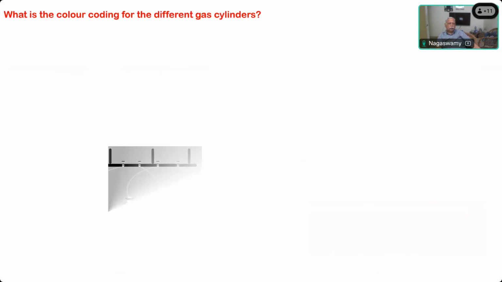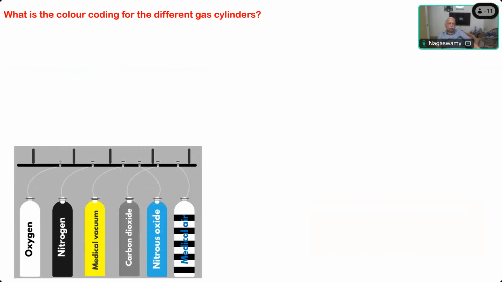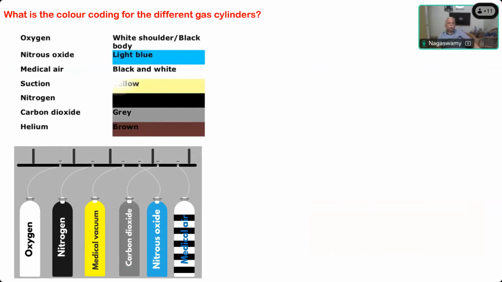Okay. So these are all the color coding. Oxygen usually will be green or black with a white shoulder in our setup. And nitrous oxide is called French blue. So it appears blue, which is called French blue. And suction usually yellow, carbon dioxide gray, and helium brown.